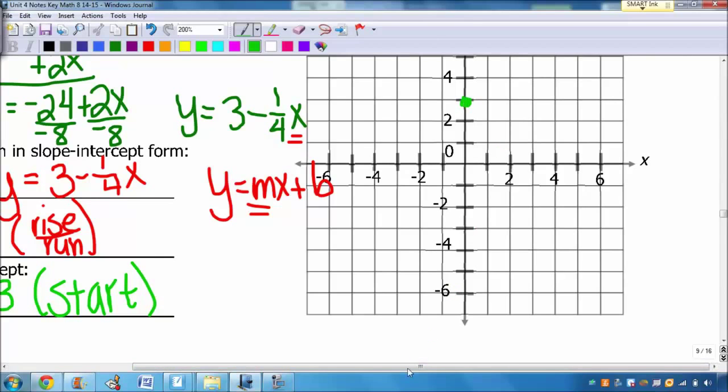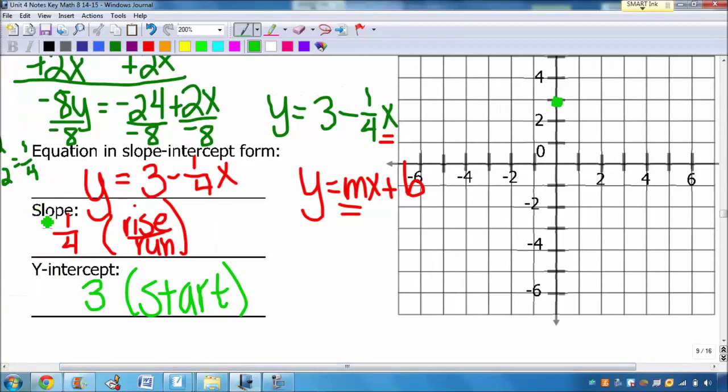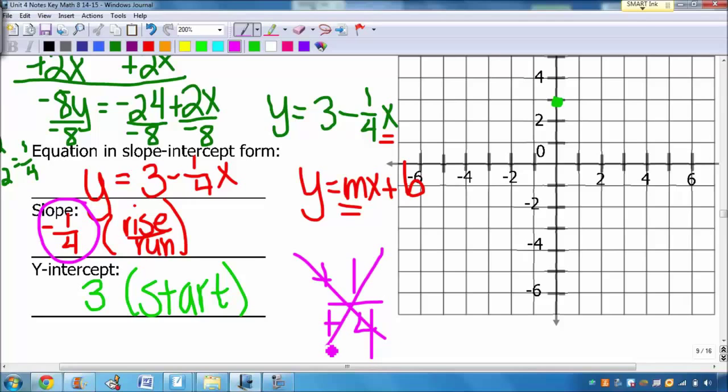Now, the slope we said was negative 1/4. Because it's a negative, only one number is allowed to be negative. If you have both numbers be negative, then they cancel each other out and become positives. And that is not the slope that we want. We want a negative 1/4. So if I choose the numerator to be negative, the denominator must be positive. So this means that the rise is down 1.